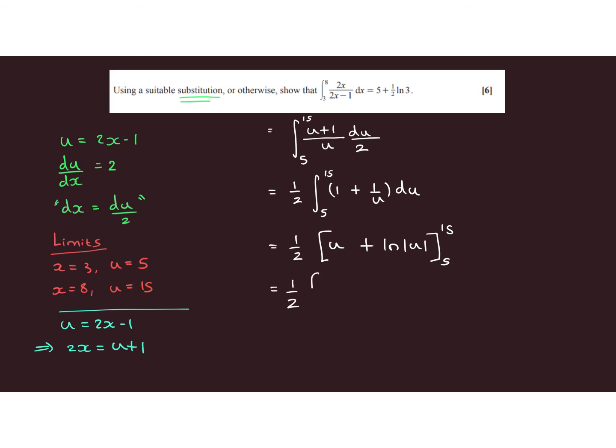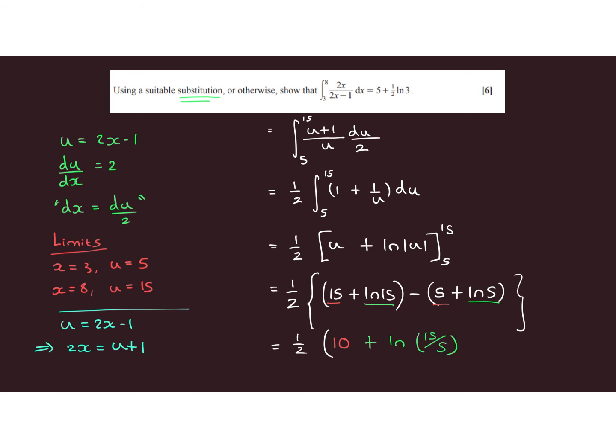So evaluating this, for the upper limit we get 15 plus ln 15. And then for the lower limit we get 5 plus ln 5. And then before we multiply everything by a half, let's simplify what we have here. 15 subtract 5 gives us 10. And then we have ln 15 minus ln 5, which is the same as ln of 15 over 5, which is ln 3. But just to show very clear working, I'm going to put that there like that.